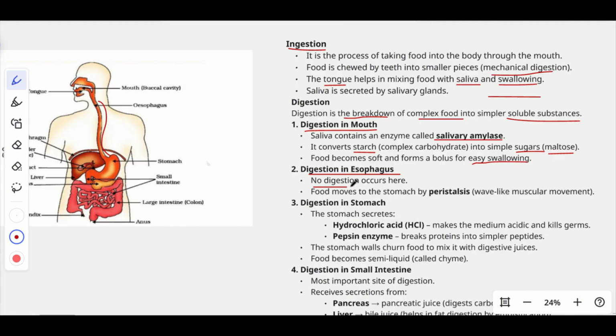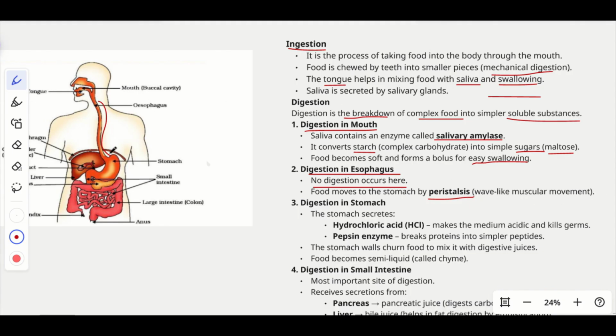So no digestion occurs here. Instead, what is occurring there? The food moves to the stomach by peristalsis. The movement of food through the esophagus is called peristalsis. Okay, so it's a wave-like muscular movement.